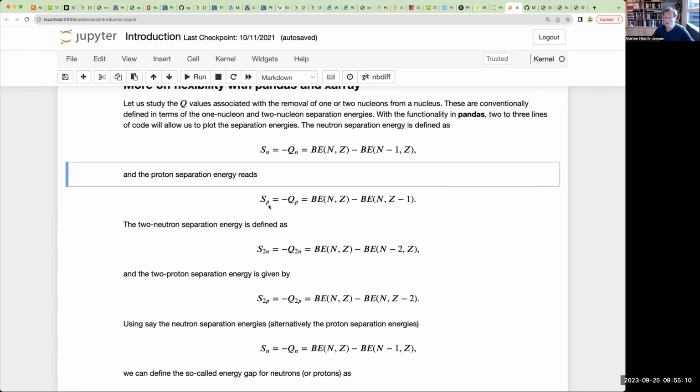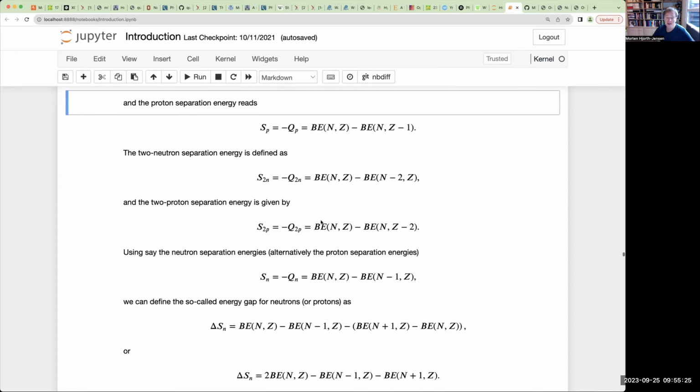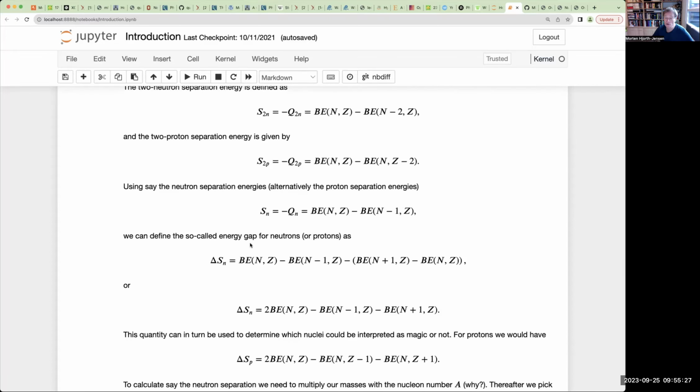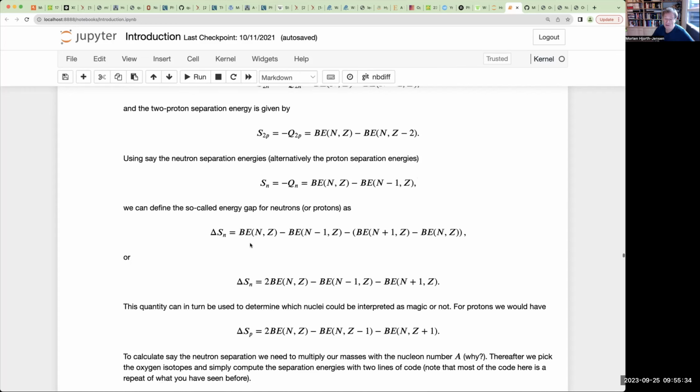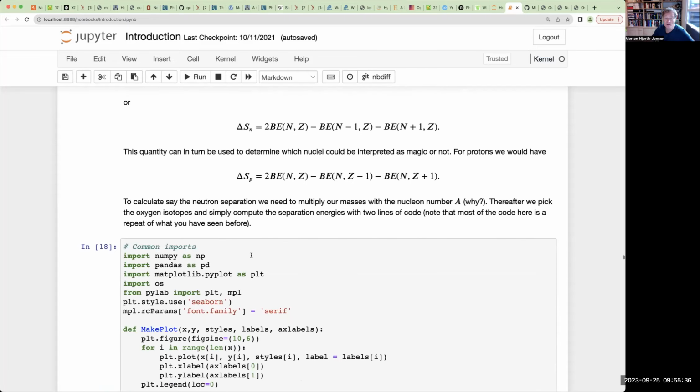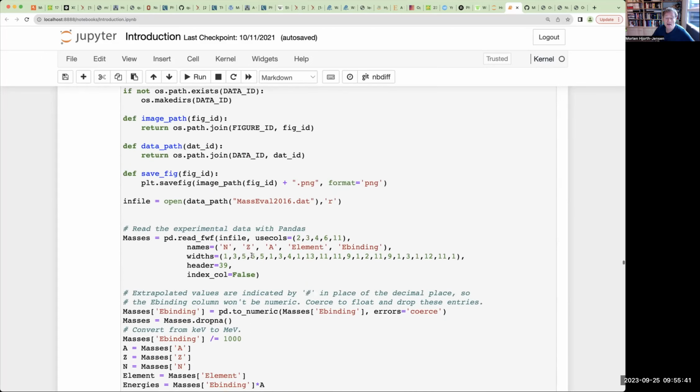And the proton separation energy is the energy which is required to knock out one proton. We can have the two neutron separation energies and the two proton separation energies, etc., etc. And then you can also define something which is called the shell gap. And these are things which you can easily implement with pandas. So that data file which you saw, if we now look at the code which you have here, we can now set it up.